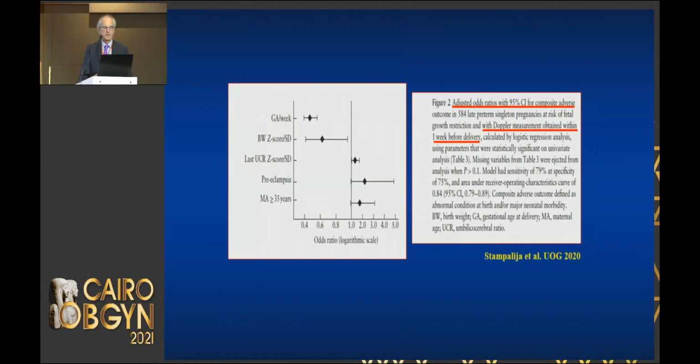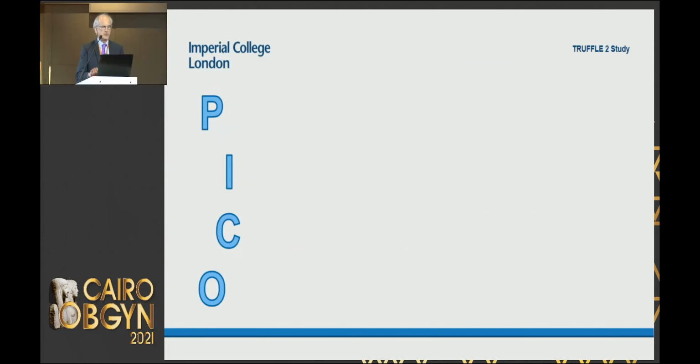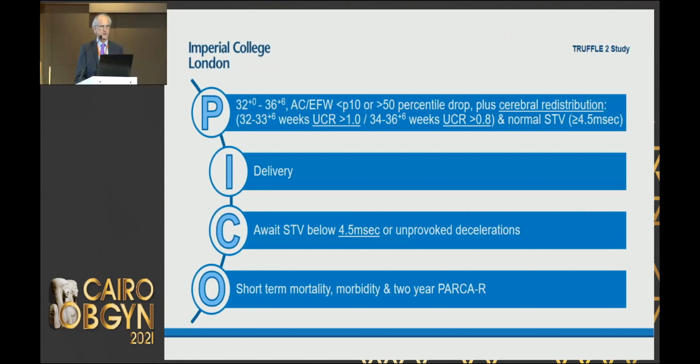with Doppler measurements obtained within 1 week before delivery, you can see that the UACR ratio also clearly had an association which was significant with the composite adverse perinatal outcome. So it's worth looking at the middle cerebral artery. And this is the protocol for the TRUFFLE 2 study.